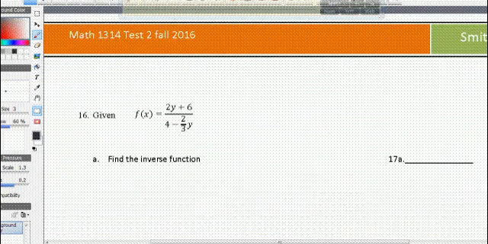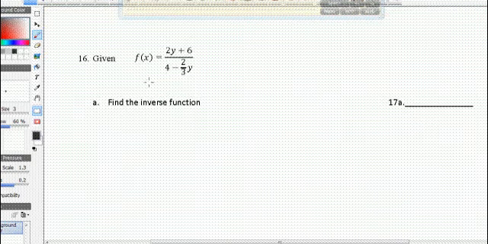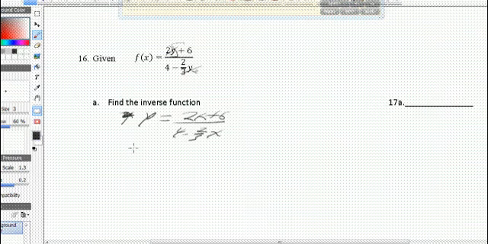This one says find the inverse. How do you find an inverse? Everywhere you have an x, you put a y. Remember, this was the original problem. It's supposed to have x's here. My mistake. So the first step is y equals 2x plus 6 over 4 minus 2/3 x. X's become y's, y's become x's: x equals 2y plus 6 over 4 minus 2/3 y.